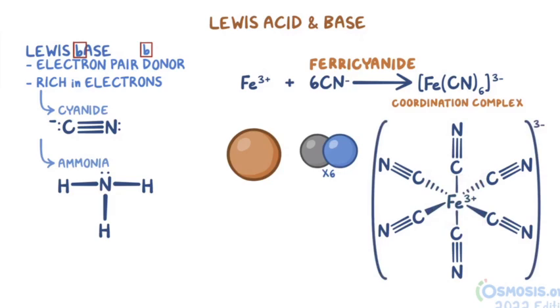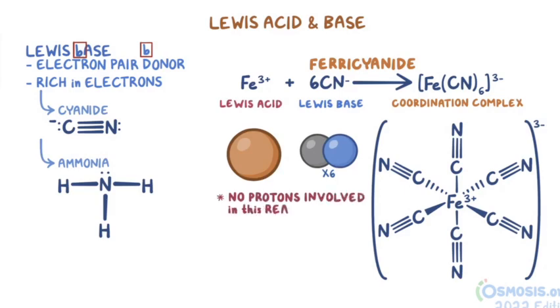Since cyanide is an electron pair donor, cyanide is the Lewis base. Since the iron cation is an electron pair acceptor, the iron cation is, well, you guessed it, it's a Lewis acid. Since there are no protons involved in this reaction, we can't use the Bronsted-Lowry definition for acids and bases. In this example, we can only use the Lewis definition.